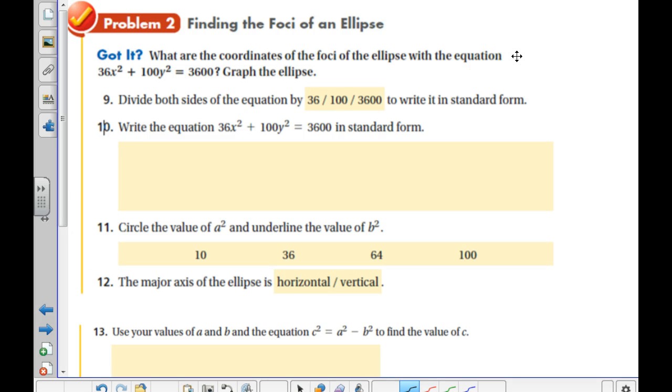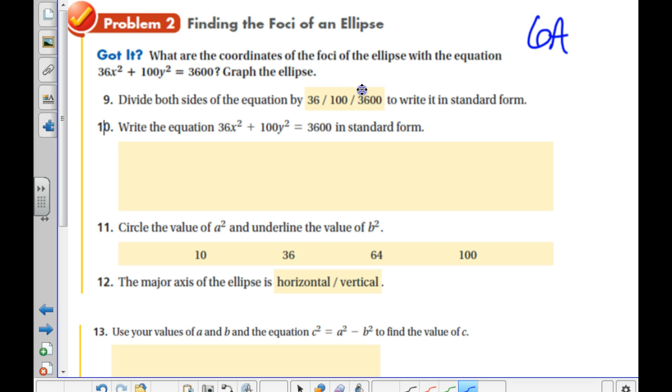Problem 2. These will go very quickly if you have these concepts down. Here we go, Problem 2. Anybody find it? 6A, thank you. What are the coordinates of the foci? We have 36x squared plus 100y squared equals 3600.